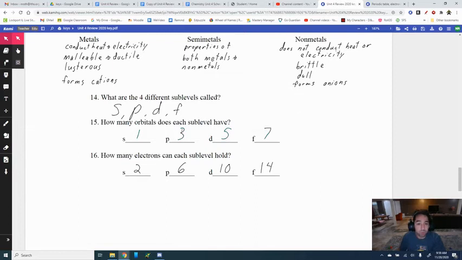Now, each orbital can hold 2 electrons in it. So however many orbitals a sublevel has, they can hold 2 times that of electrons. So 1 times 2 is 2, 3 times 2 is 6, 5 times 2 is 10, and 7 times 2 is 14. That's how many electrons each sublevel can hold.